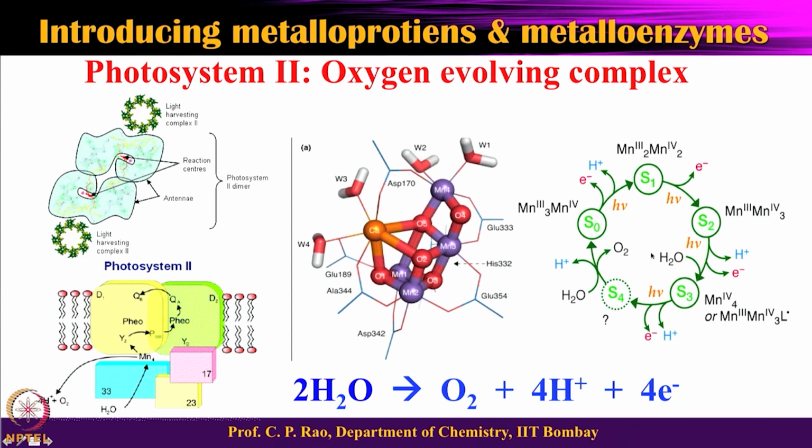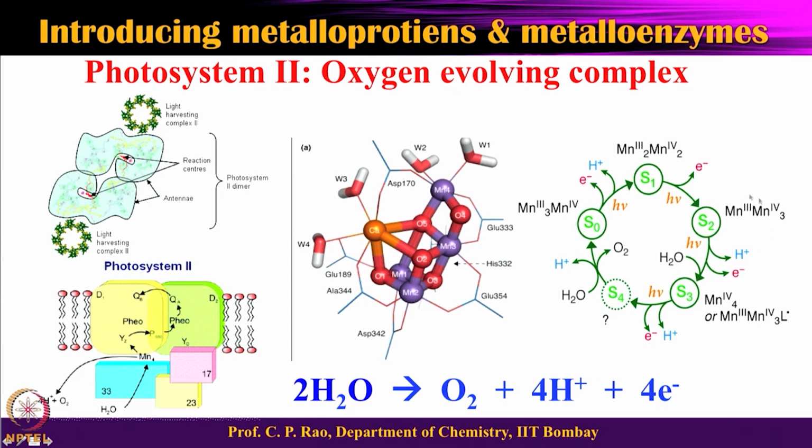Now, what are the things that you require? 4 electrons and 4 protons. S0 is a dark state of the enzyme, where 3 of the manganese are manganese 3 and 1 is manganese 4. When the first pulse of light falls on it, the light drives this reaction and drives out a proton and activates it to the S1 state, and in this S1 state one of the manganese 3 is converted to manganese 4, because of an electron going out.